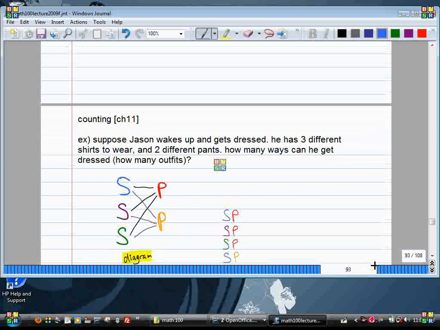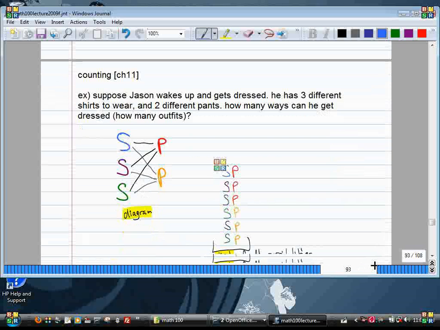Okay. Another way to do this is to write out a list of all the possibilities. Now, of course, the tricky part with a list is you have to make sure that you got everything. So a bunch of people shouted out 6. But a bunch of people did not. So does this make sense, or is this going too fast? Do you have a question?